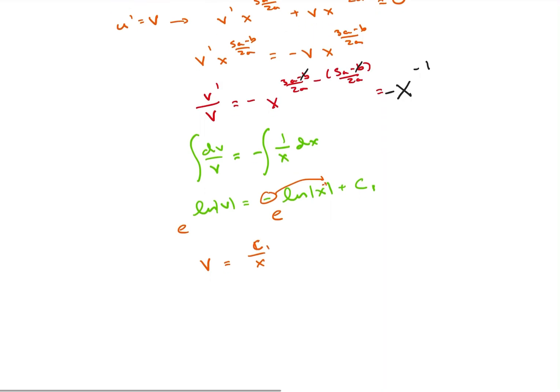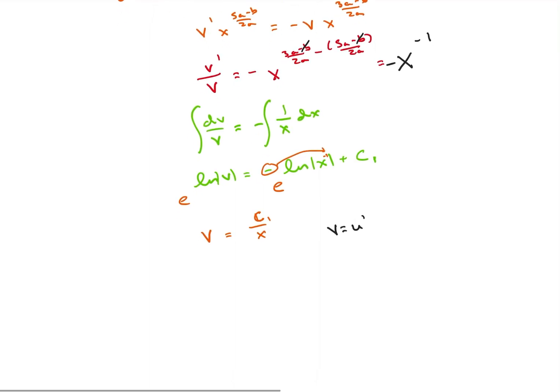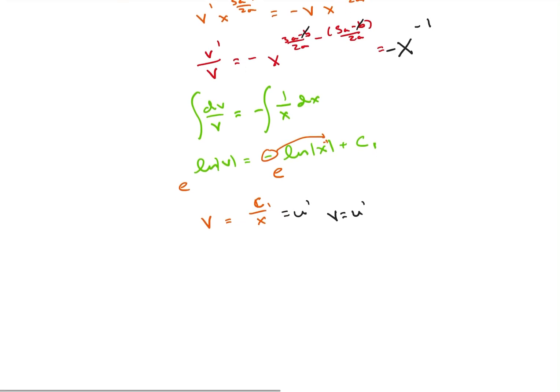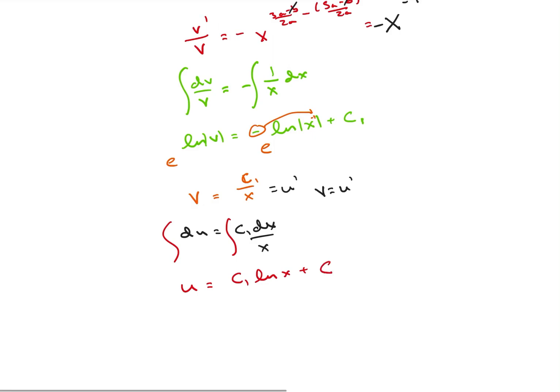Okay? But we remember that v is equal to u prime. So what this is going to be is u prime, and I can go ahead one step further and say du equals c1 dx over x. I can integrate both of these sides, and I get that my u is equal to c1 ln of x plus some constant, which I'll call c2.